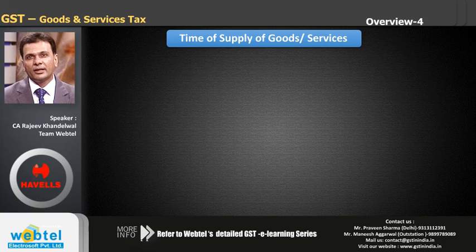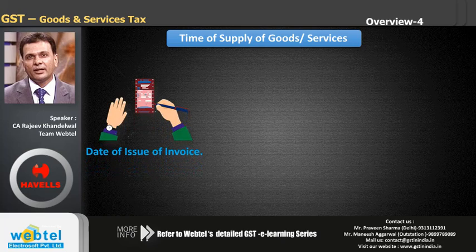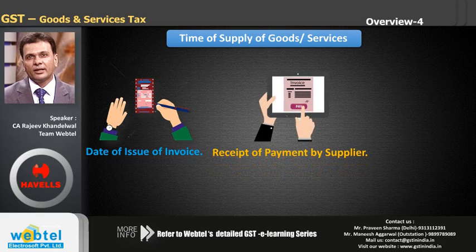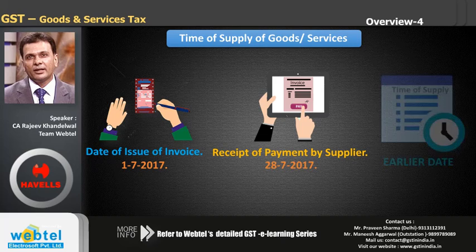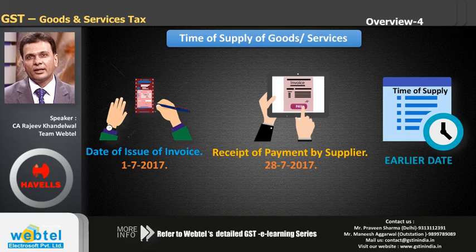So there are two dates. One is the date of the invoice and the other is the date of receipt of payment by the supplier. And time of supply is the earlier of the two dates, whether it is goods or services. So if we take an example of an invoice being issued on 1st of July 2017 and payment being received by the supplier on 28th of July, the earlier date, as you can see, is 1st of July. So time of supply will be treated as 1st of July and tax will be payable on that basis.